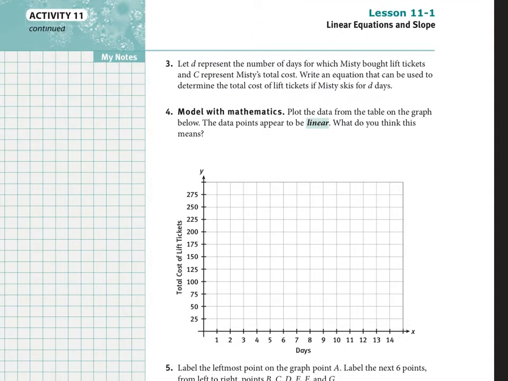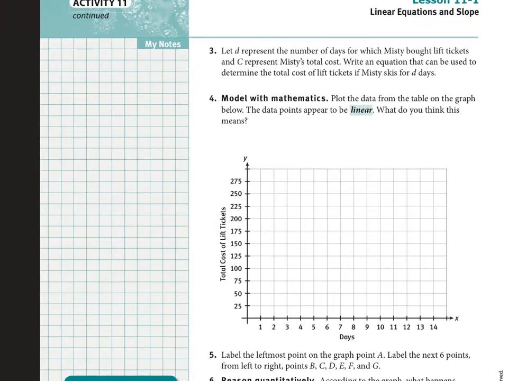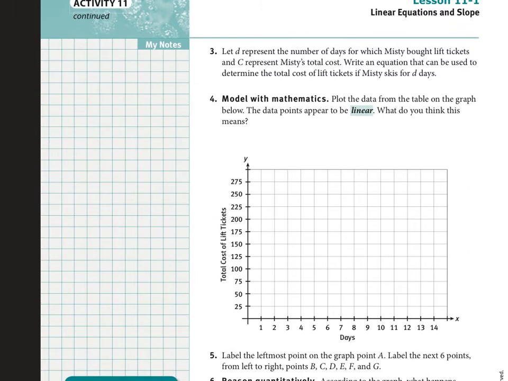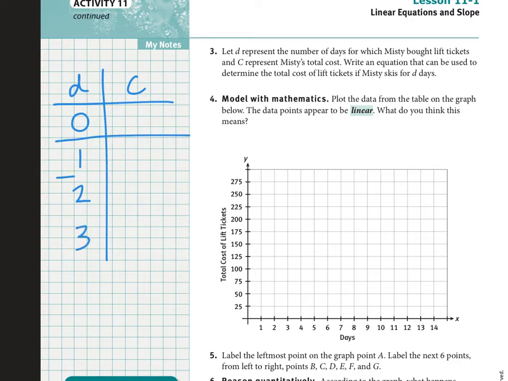All right, so let D represent the number of days for which Misty bought lift tickets, and C will represent her total cost. Just to give labels to the values we were using, let's make a table this way. D for the number of days. Remember in the table it was 0, 1, 2, 3, etc. And then the cost for those days, those are the numbers we filled in on the table. Again, it was 0 for 0 days. For 1 day, it was 30. For 2 days, it was 60. For 3 days, it was 90.